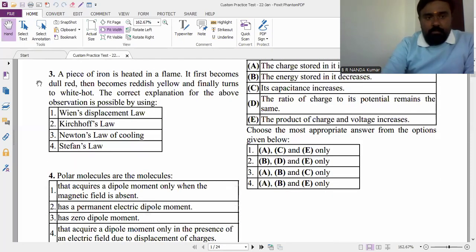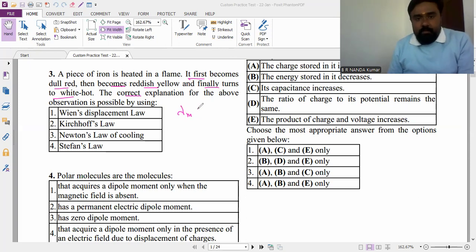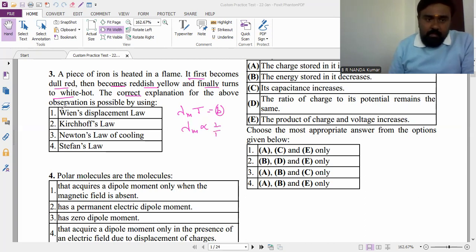The next question number 3. A piece of iron is heated in a flame. It first becomes dull red, then becomes reddish yellow. Finally, it turns white hot. The correct explanation: this is Wien's displacement law. Lambda m into T is constant. Constant is B. So lambda m is inversely proportional to T. So the right answer is the first option. So this is Wien's displacement law.